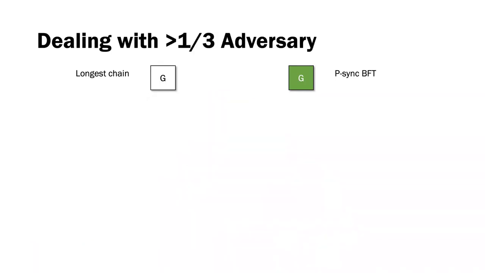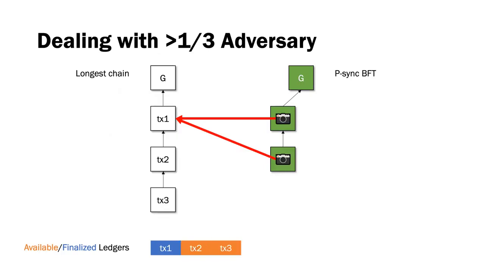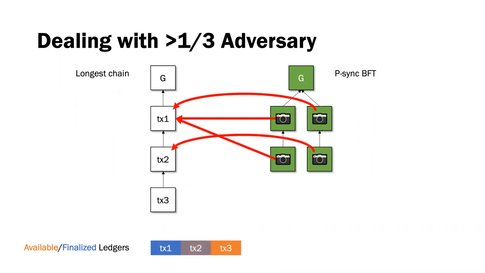Finally, if there is no network partition, but the adversary is strong and controls between a third and a half of participants, then the partially synchronous BFT protocol might not be safe or live, but the longest chain keeps growing and with it does the available ledger. Also, since the longest chain is safe, all snapshots are consistent, and so no safety violation can be introduced into the finalized prefix or into the available ledger.